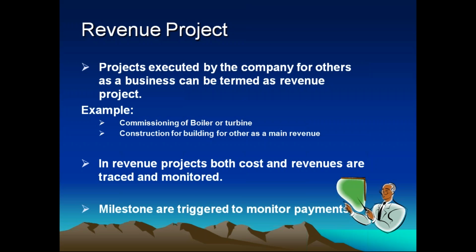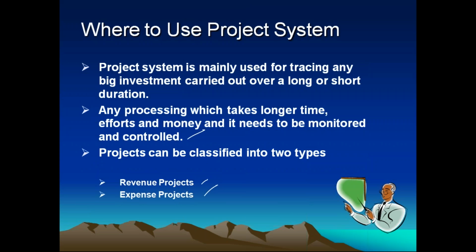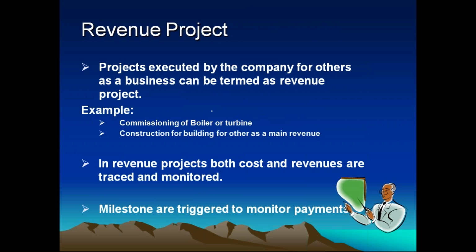What are revenue projects and what are expense projects? As we said, projects are classified into two types. Revenue projects are projects executed by the company for others as a business, like a third party contract you are taking, to generate revenue. For example, commissioning of a boiler or turbine, or constructing a building for others. In revenue projects, both cost and revenues are traced and monitored. Milestones are triggered to monitor the payments.